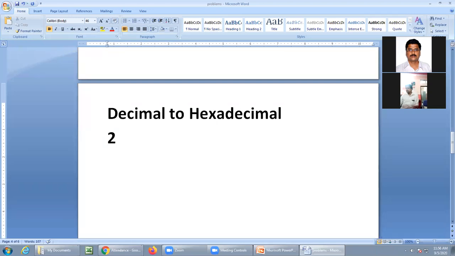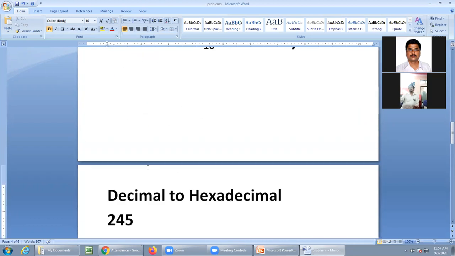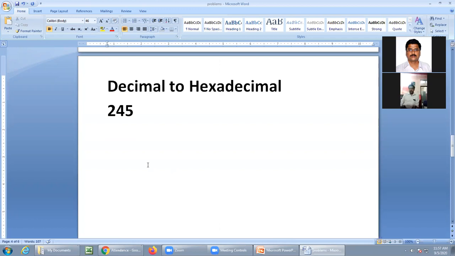So I am taking a bigger number, 245, which is the decimal number. I need to divide it by 16. I take the number 245 and divide it by 16. Whenever I divide by 16, I should get some quotient as well as some remainder.